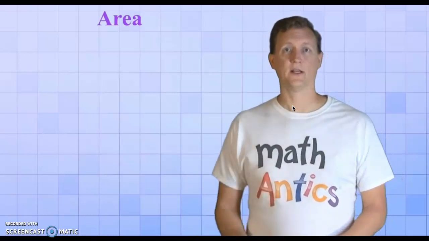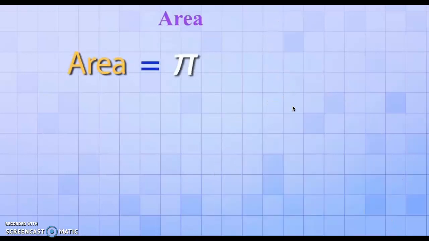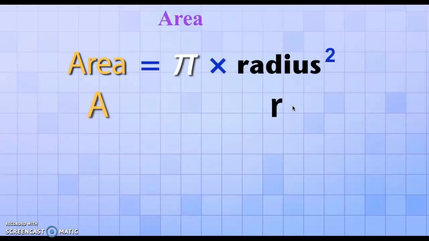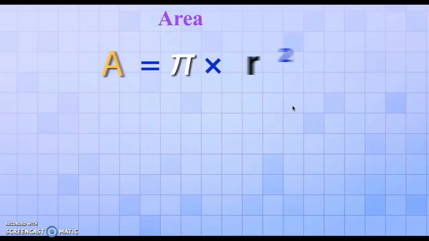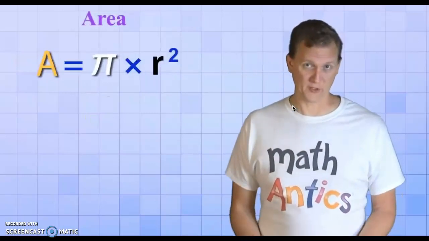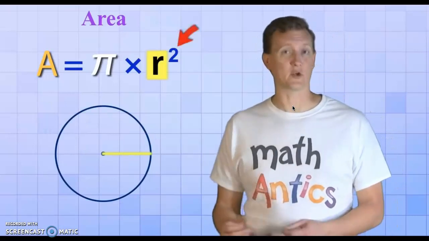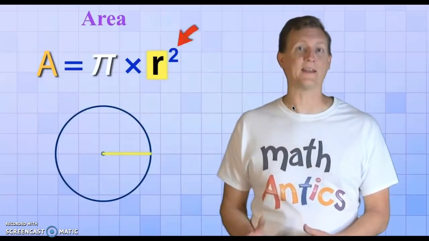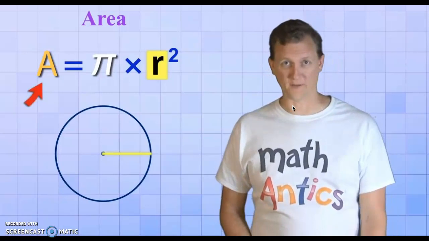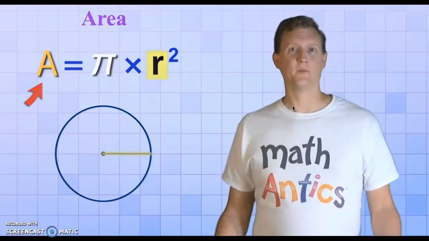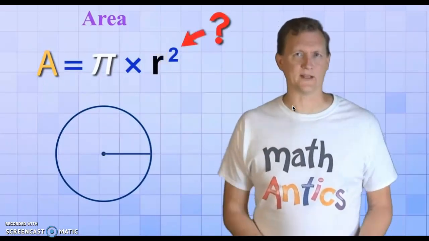The formula for finding the area of a circle is area equals pi times radius squared. Again, we can use abbreviations to make it shorter. A for area and R for radius. Now this is a pretty simple formula too. It tells us that if we know the radius, we just have to square it and then multiply that times pi to get the area. Okay, but what does it mean to square the radius?